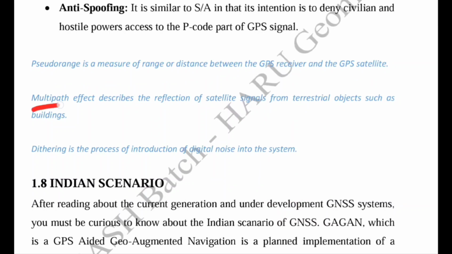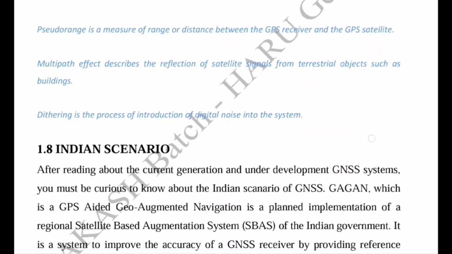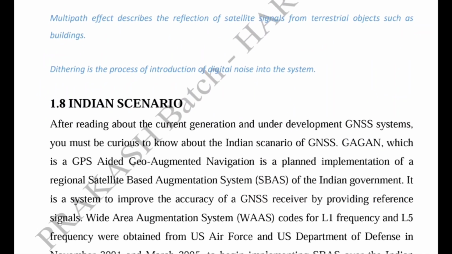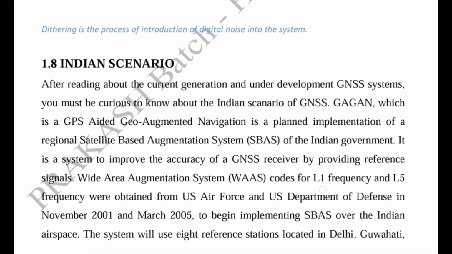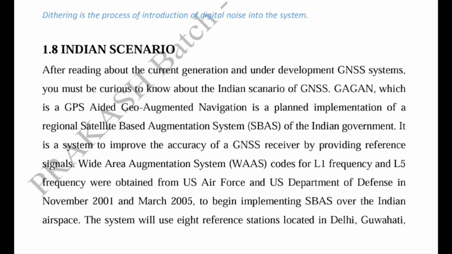And the multipath effect, we already know that the receiver gets some other signals which are reflected from objects on the earth surface, such as buildings or, we can say, a lake, which causes the multipath effect. Now what is dithering? Dithering is the process of introducing digital noise into the system, which we have seen in selective availability, in which the timing information of the satellite clocks has been changed, so civilian or foreign users cannot achieve higher accuracy.